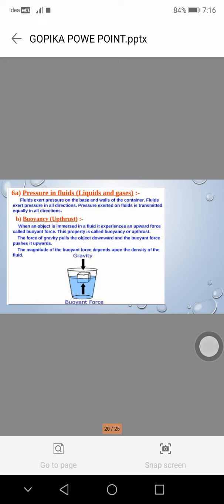Buoyancy, upthrust, buoyant force, you might know, friends. When an object is immersed in a fluid, it experiences an upward force called buoyant force. This property is called buoyancy or upthrust. The force of gravity pulls the object downwards and the buoyant force pushes it upwards. The magnitude of the buoyant force depends upon the density of the fluid. Gravity, buoyant force.